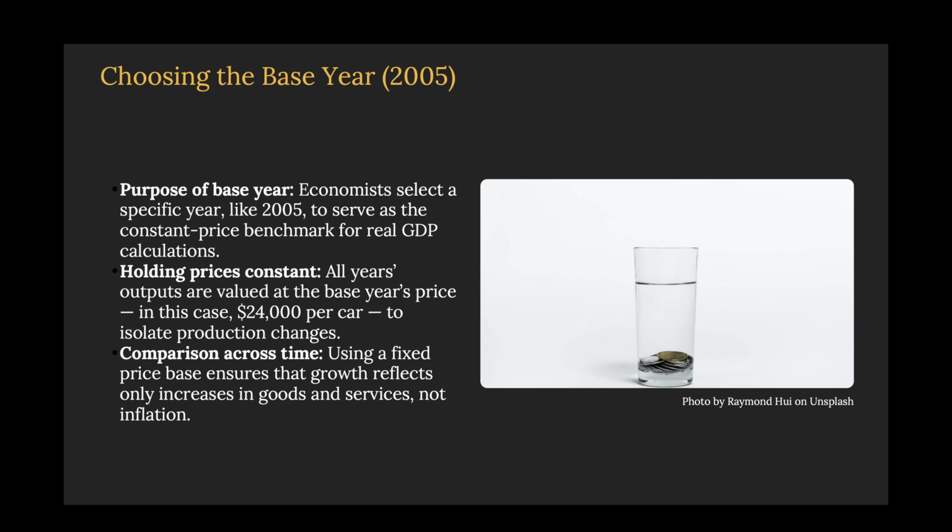To calculate real GDP, we must choose a base year, a year whose prices we will use as our constant yardstick. In this example, we will choose 2005 as the base year. That means we take the 2005 car price of $24,000 and pretend that every year's cars are priced at $24,000. We're not saying that this was the actual price in 2004 or 2006. We're just using it as a common measuring stick. The result we get is called real GDP in 2005 dollars.